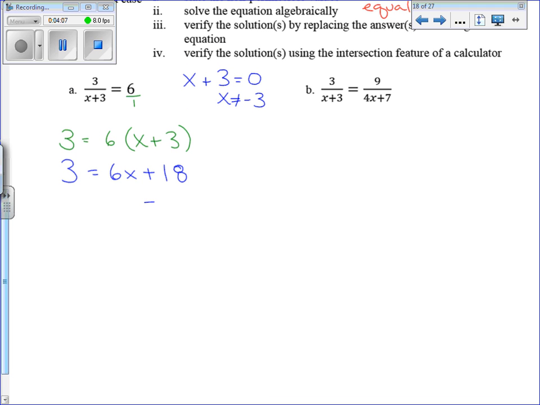So then I'm going to subtract 18 from both sides. So that gives me negative 15 equals 6x. And my last step whenever I'm solving algebraically is always to divide. So at this point I'm going to divide by 6, divide by 6. So I get x is equal to negative 2.5. Or I can leave it as negative 5 over 2, or leave it as negative 2.5.